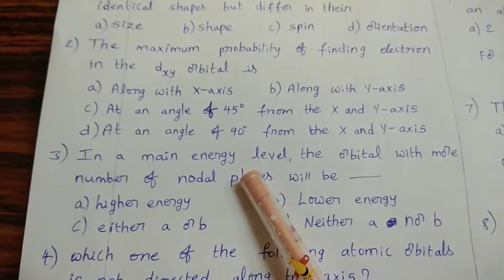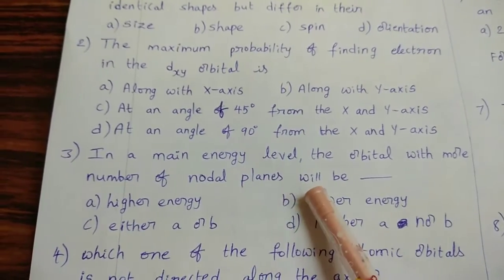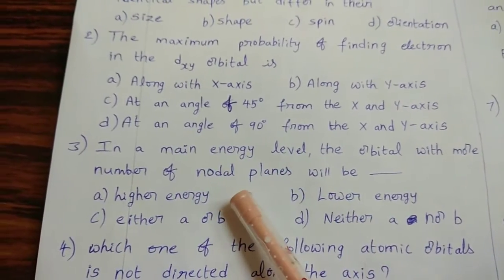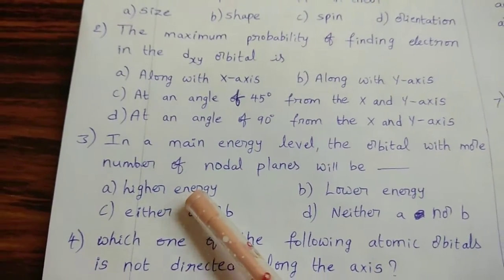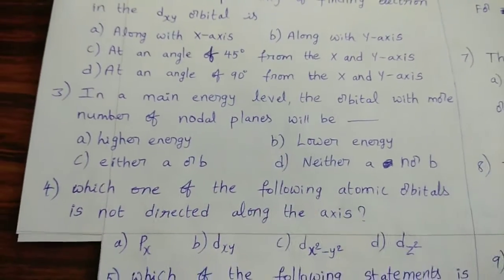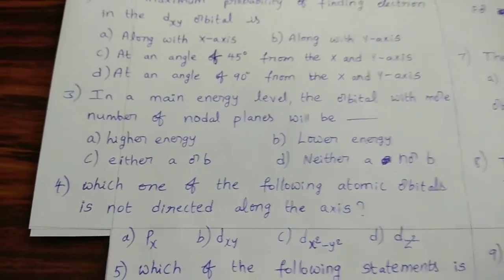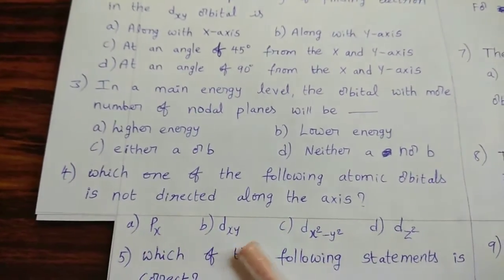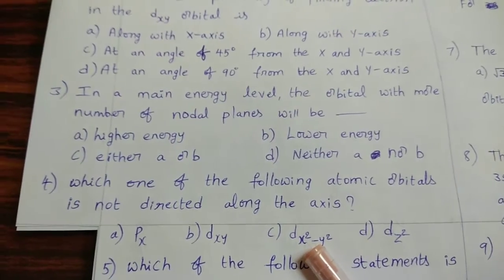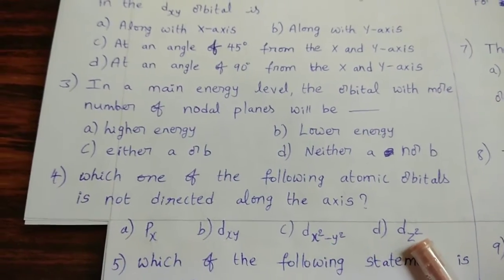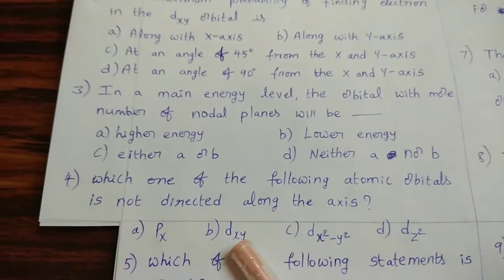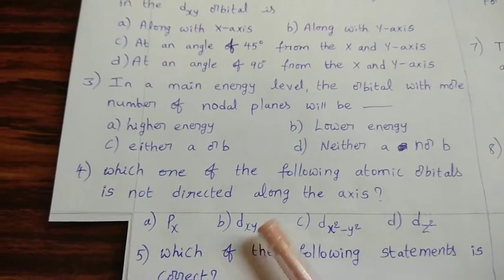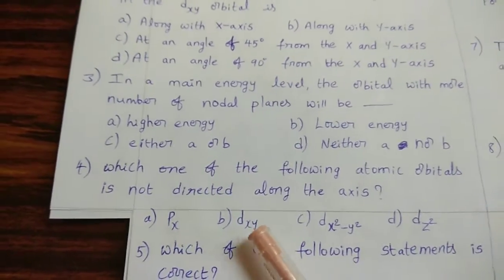In a main energy level, the orbital with more number of nodal planes will be higher energy. When nodal planes increase, then energy also increases. So option A is the answer. Next, which one of the following atomic orbitals is not directed along the axis? Px is along x-axis, dx square minus y square along x-axis and y-axis, dz square along z-axis. This dxy electron density is present in between x and y axis. So the answer is option B.